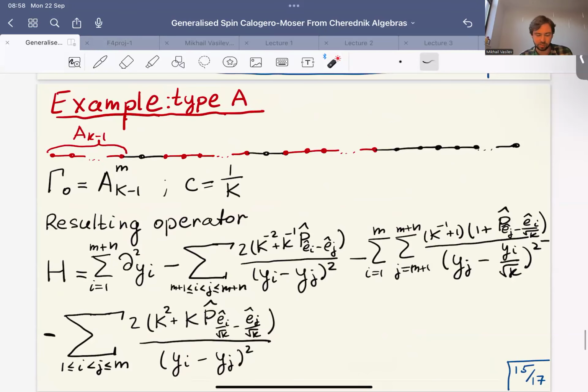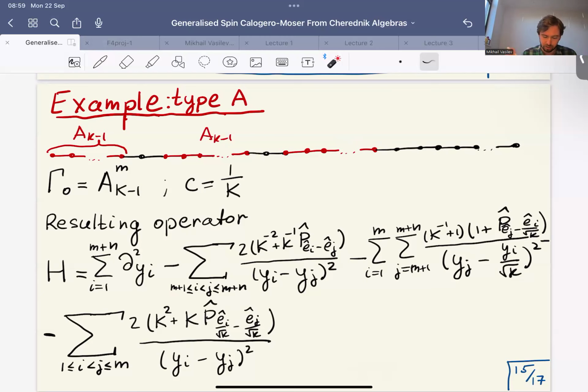I don't have a lot of time, but let's quickly have a look at the A-type construction. We take the Dynkin diagram of A-type. We take subgraphs A_{k-1}, and all the others are also A_{k-1}. This is necessary for the invariant parabolic ideal to exist. In this case, the multiplicity parameter should be 1 over k, so that our invariant parabolic ideal is really invariant under the action of the rational Cherednik algebra. And the resulting operator is of the following type.